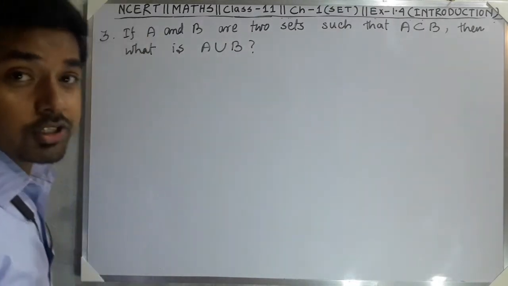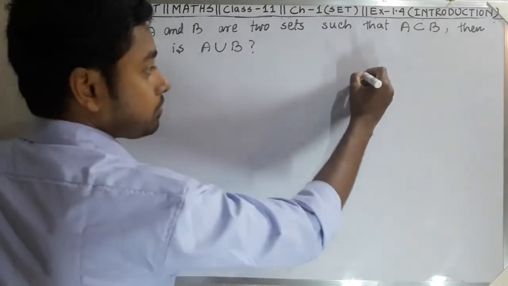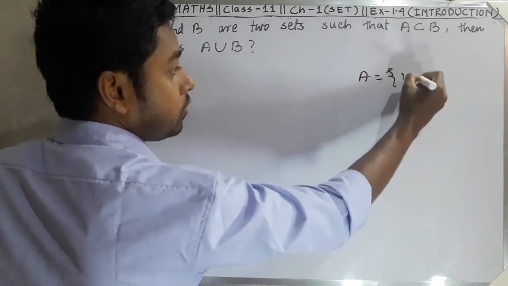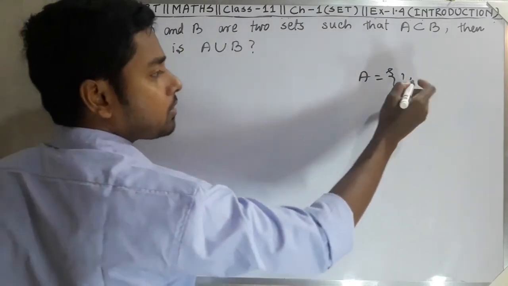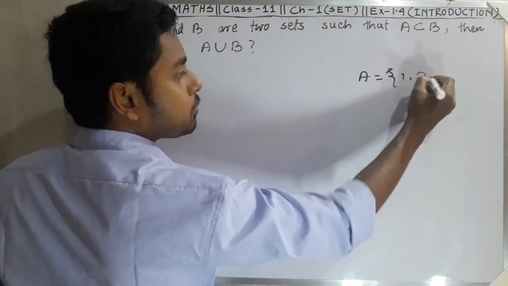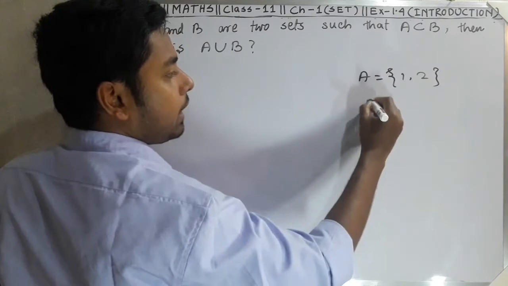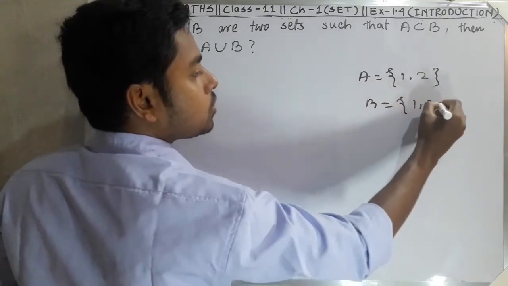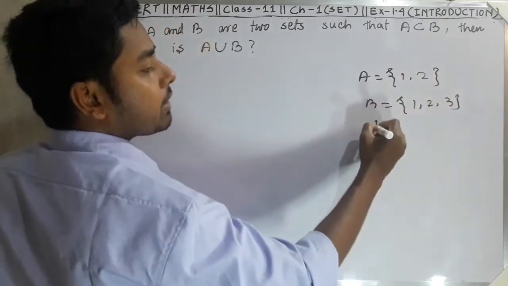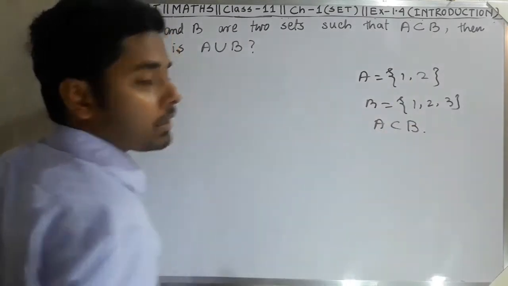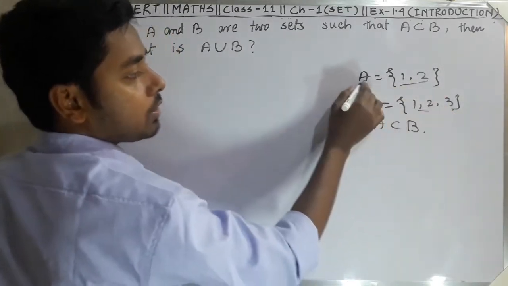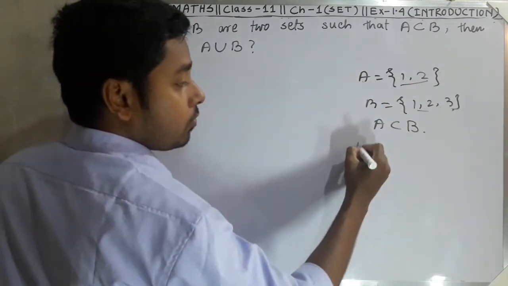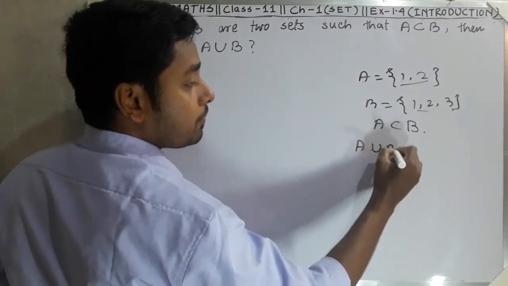In the last question, what we have done? Suppose I am taking, as I forgot what the elements were there, A is equal to {1, 2} and B is equal to {1, 2, 3}. So clearly we can tell A is a subset of B. Now what is A union B?